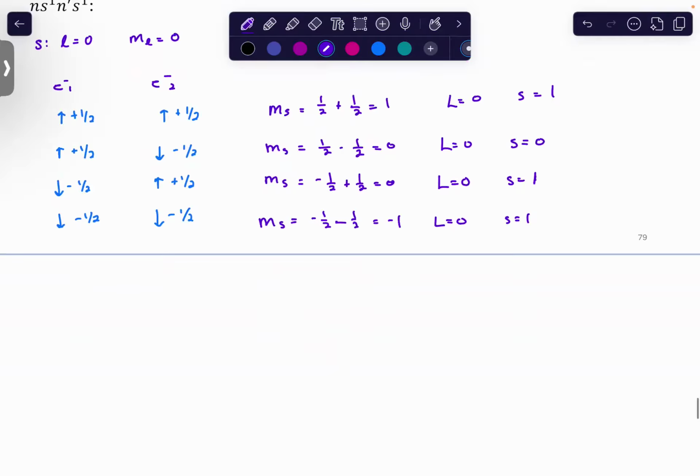Okay, so our M sub S's, the range is -1, 0, +1. L equals 0. Your L for your system is going to be the maximum value of M sub L. And then you're going to have 0 for your M sub L.